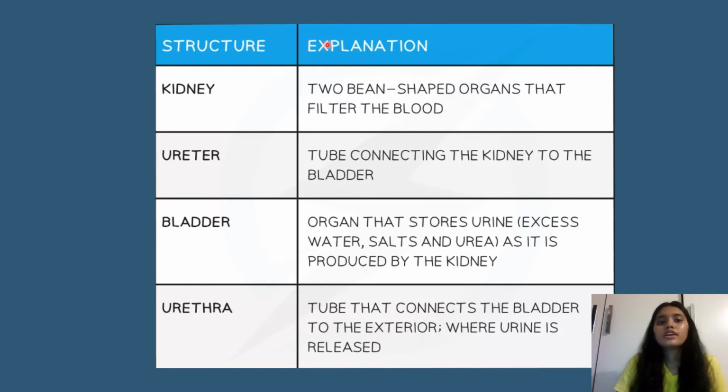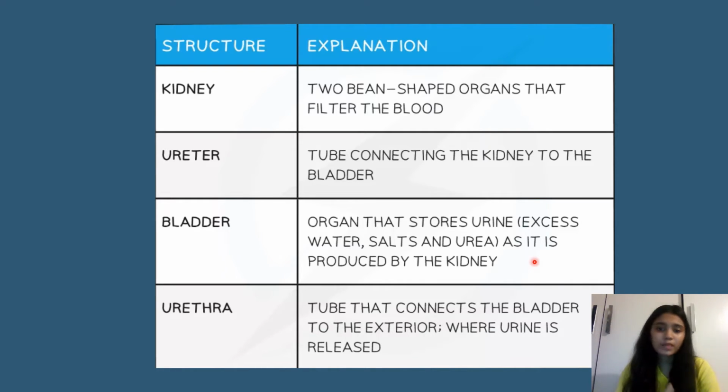Anyways, so basically, you need to know the structure and function. A kidney is a bean-shaped organ that filters blood, which we will see how later. Ureters are tubes that connect the kidney to the bladder. The bladder is an organ that stores urine, as I said earlier. Urine is a mixture of excess water, salts, and urea, as it is produced by the kidney.